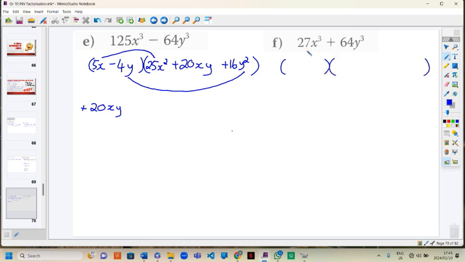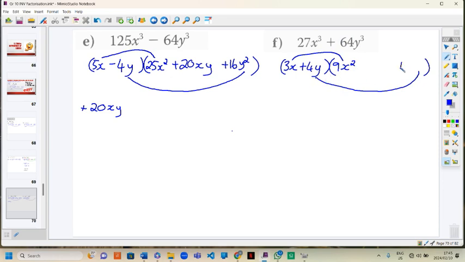What's the cube root of 27x cubed? That's 3x. Very good. What's the cube root of 64y cubed? Positive 4y. Very good. Now 3x times what is going to give me 27x cubed? That's 9x squared. Very good. And what is 4y times something to give me 64y cubed?